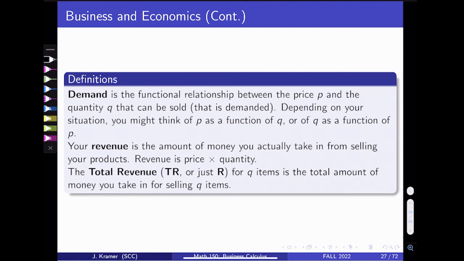Demand is the functional relationship between the price P and the quantity Q that can be sold, that is demanded. Depending on your situation, you might think of P as a function of Q or Q as a function of P. Your revenue is the amount of money you actually take in from selling your products, and so revenue is price times quantity. And if we're using our P and Q variables, which often you'll see in the textbook, that would just be P times Q. That would be your revenue. Total revenue for Q items is the total amount of money you make for selling Q items.